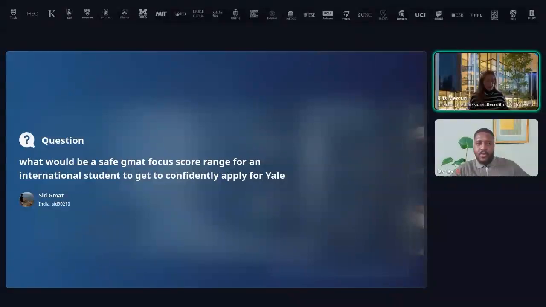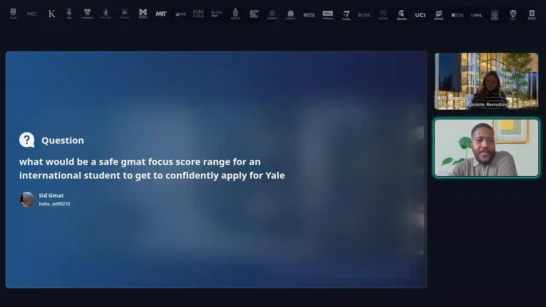Oh, I think you're muted, but I can see the question. Oh, sorry. Thank you. So Sid is asking, what would be a safe GMAT Focus or GRE score range for an international student to get confident to apply to Yale?